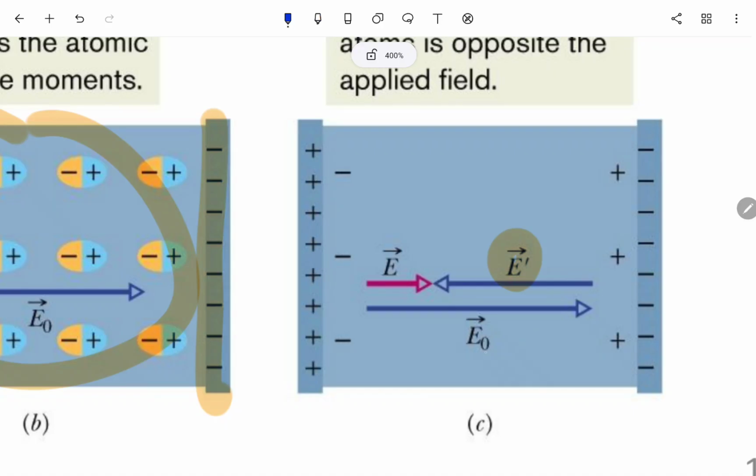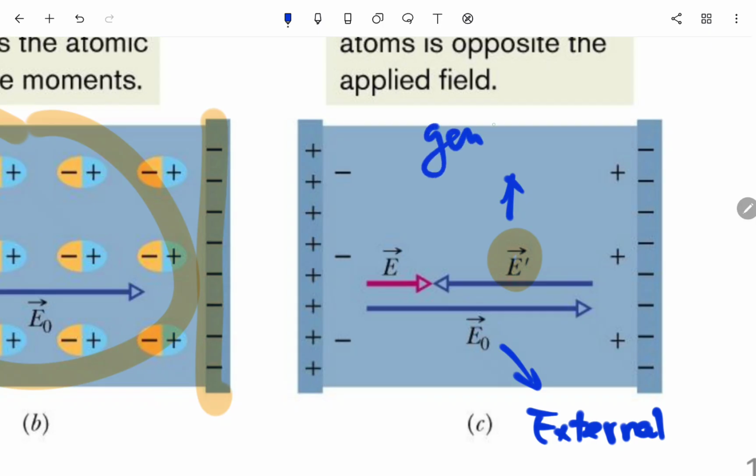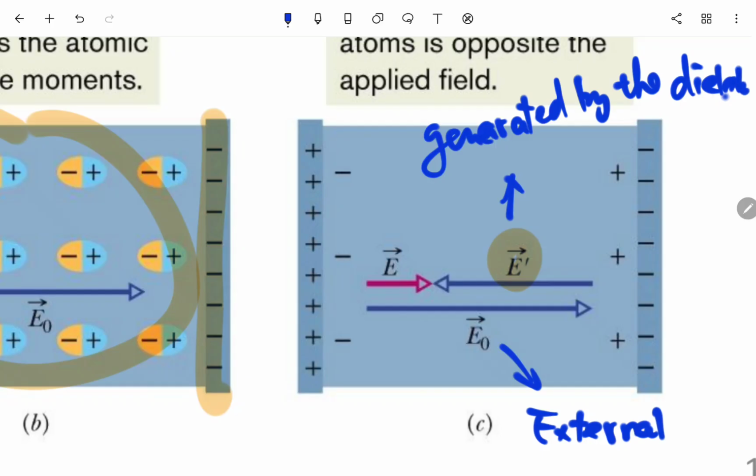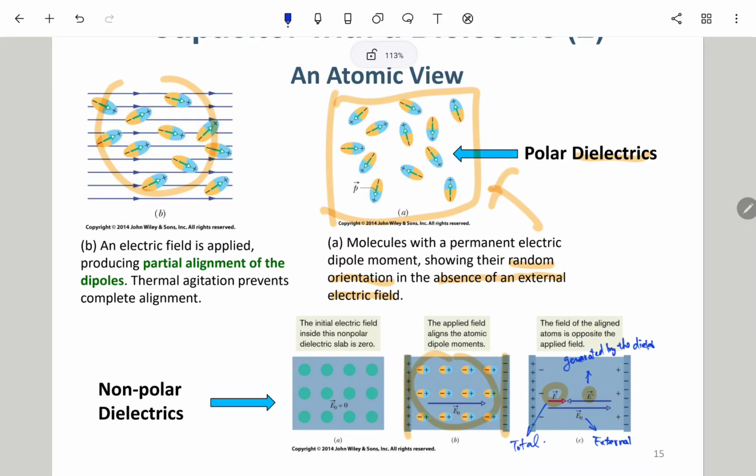In this graph, E0 is the external E field. This E prime is generated by the dielectric. So this is the total E field. It will always cancel part of the external E field.